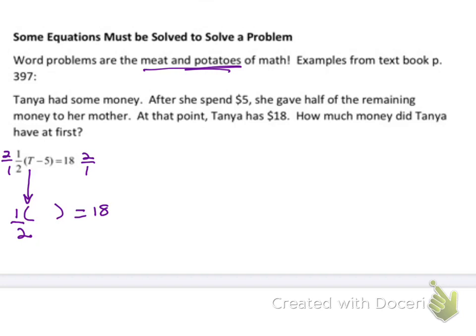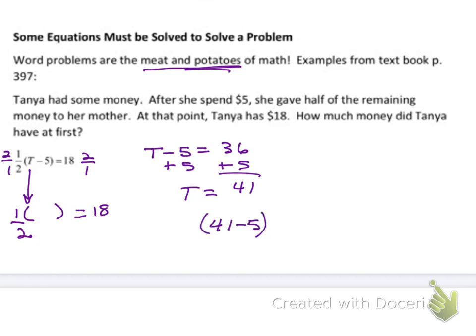Whatever you do one place, do it again the other place. So you end up getting T minus 5 equals 36. Add 5, and Tanya had $41 at the beginning. Okay, so does this make sense if I work backwards? If I plug in a 41, 41 minus 5 times 1/2, does that indeed equal 18? And you will find that it does. So I know that I have solved that correctly.